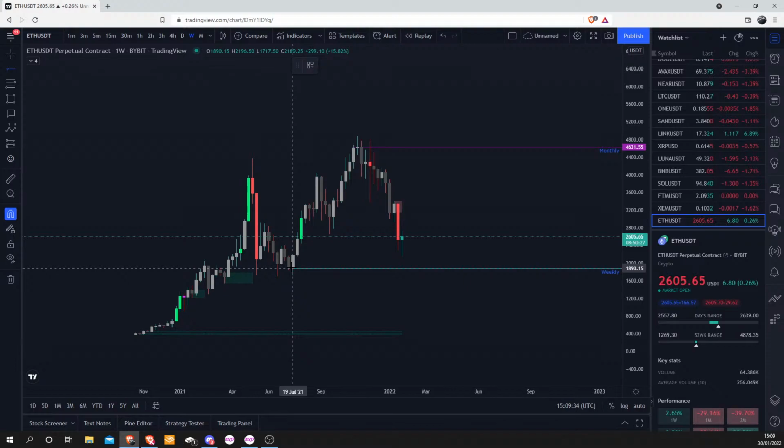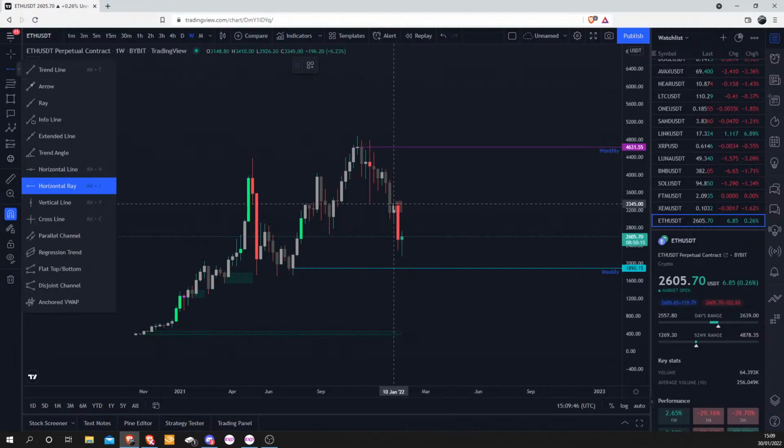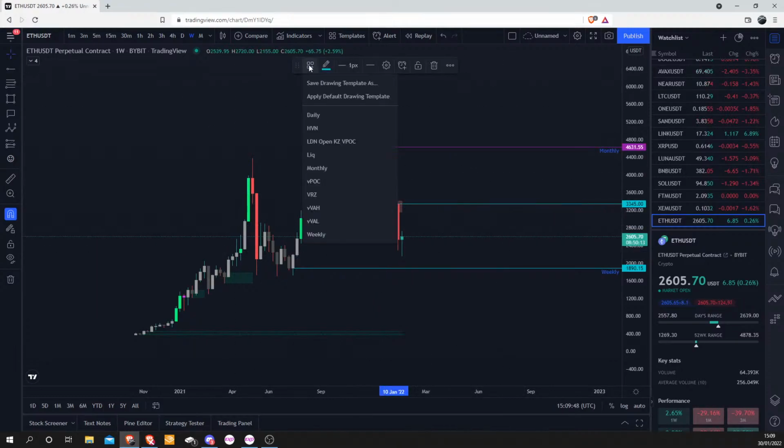Okay, I'll do NEAR next for you. Yeah, I like this weekly. It was resistance. Could potentially give support, like you with the order block.